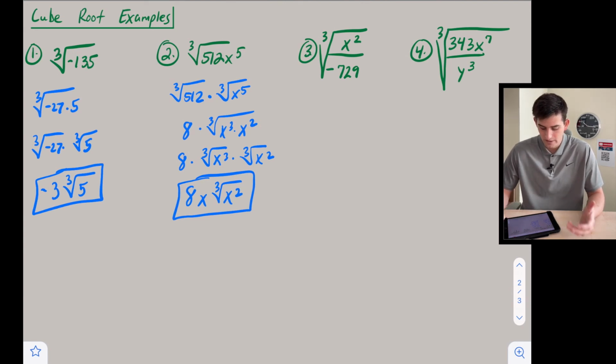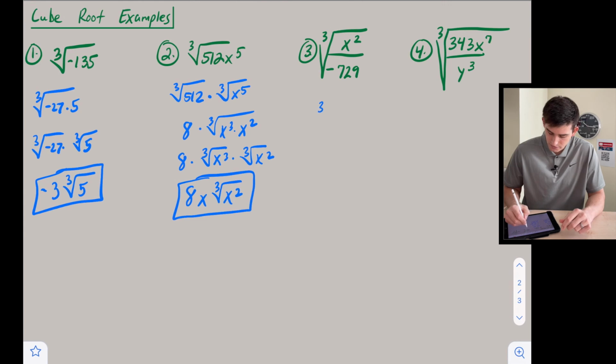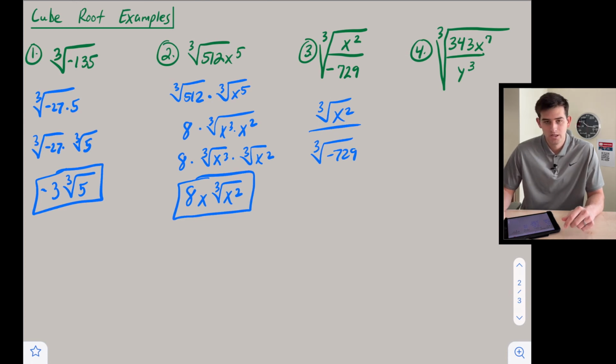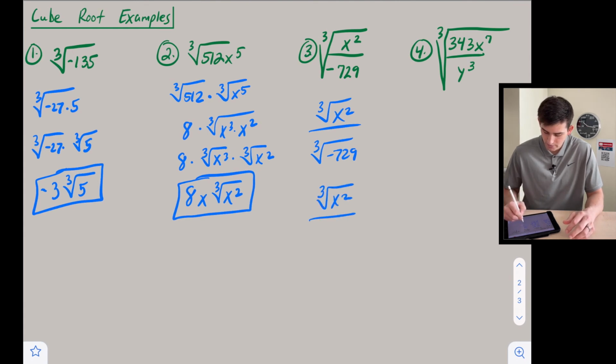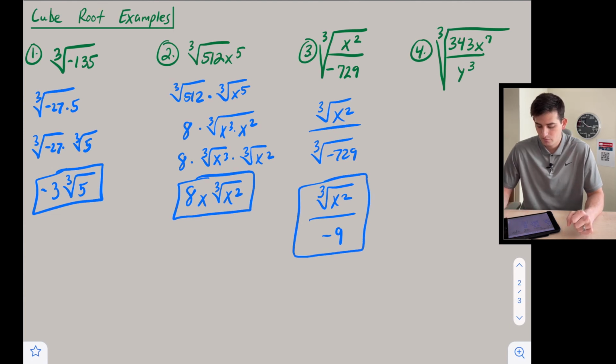For number 3, we have a fraction, so we can separate this. Let's do the cube root of x squared in the numerator and the cube root of negative 729 in the denominator. Well, in the numerator, we see exactly what we just saw on number 2, and there's nothing else we can do with that. We can't simplify that any further, and it's okay because that radical is in the numerator. So let's take a look, cube root of negative 729. 729 is also a perfect cube. It is 9 cubed. So all we have to do is simplify our denominator to negative 9. And the last one, number 4.